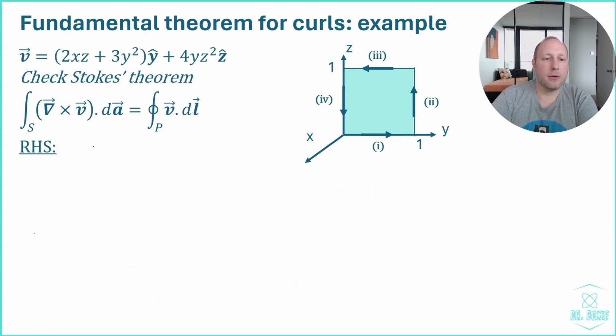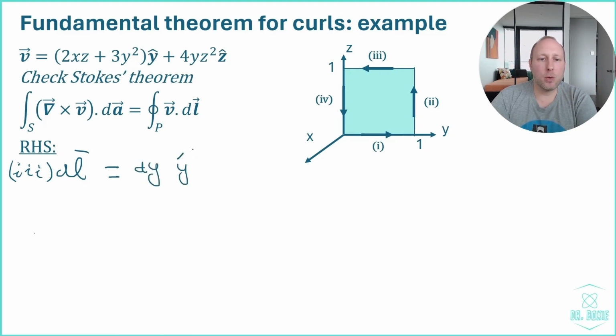For part 3, dl is, the motion is only in the y direction. Now it is in the negative y direction, so you may want to write this as minus dy y hat. But notice that dy is a change in y. And so if we integrate this with y going from 1 to 0, dy itself is already negative. So if we were to add an additional minus sign here, we would actually make it positive, which is not what we want to do.